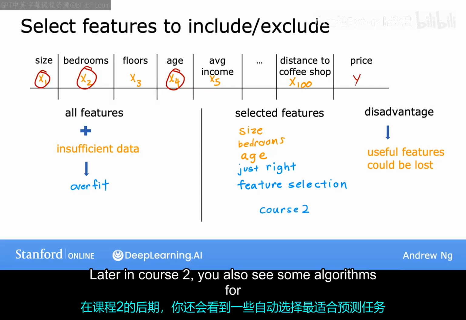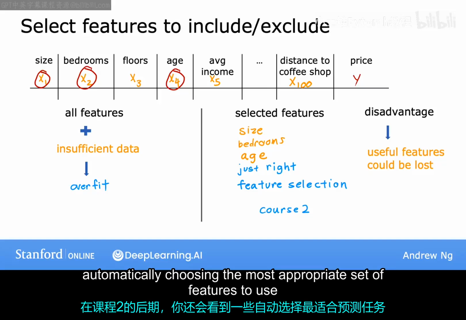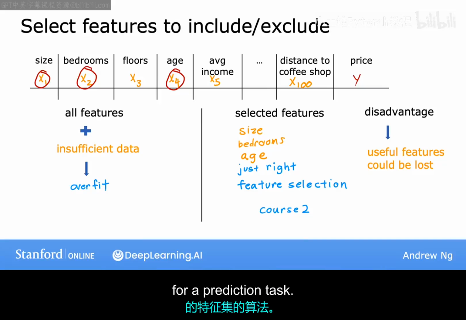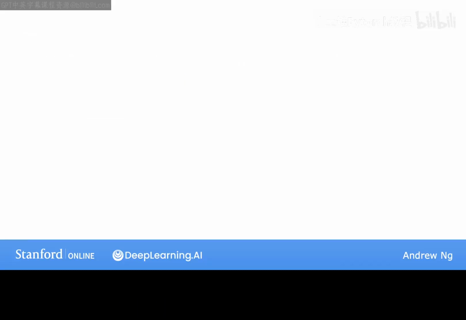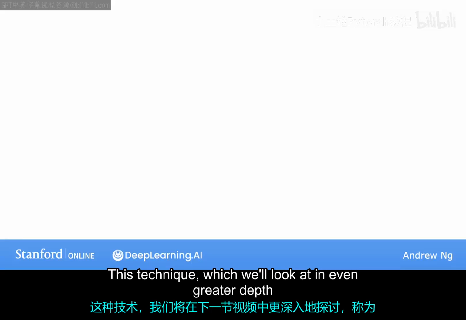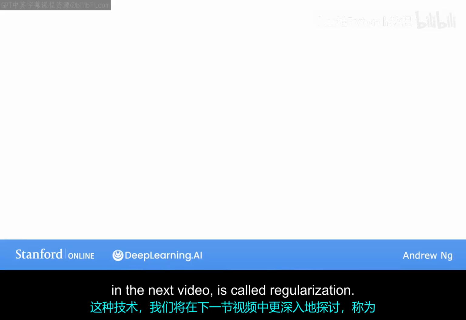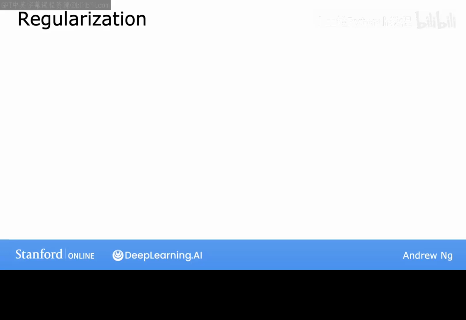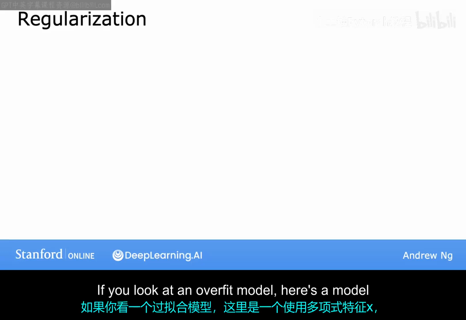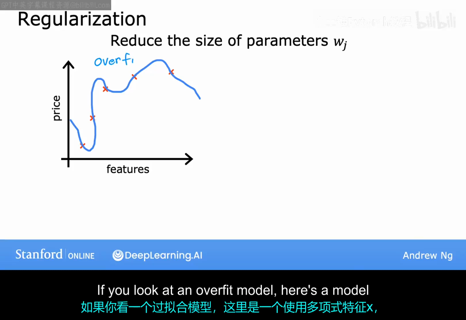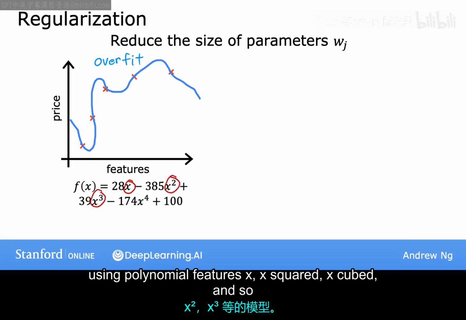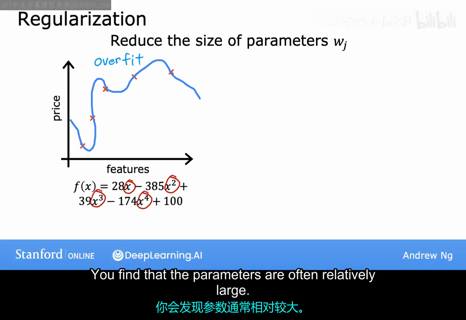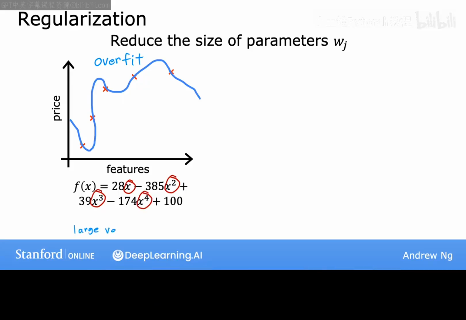Later in course 2, you also see some algorithms for automatically choosing the most appropriate set of features to use for a prediction task. Now, this takes us to the third option for reducing overfitting. This technique, which we'll look at in even greater depth in the next video, is called regularization. If you look at an overfit model, here's a model using polynomial features x, x squared, x cubed, and so on. You find that the parameters are often relatively large.